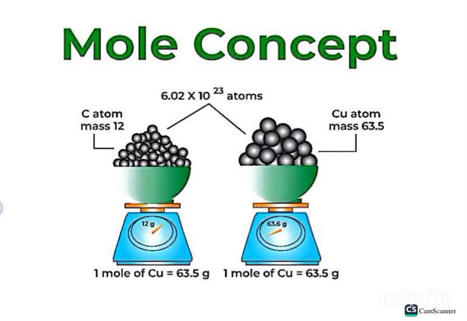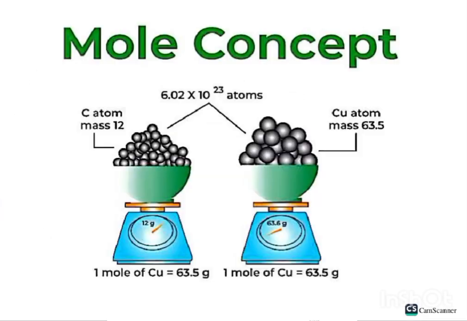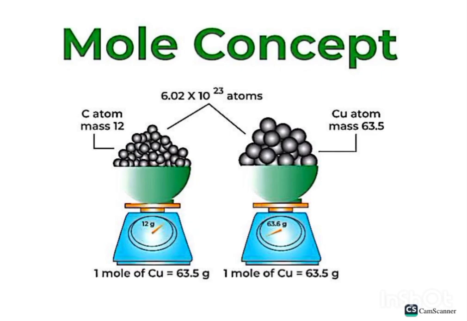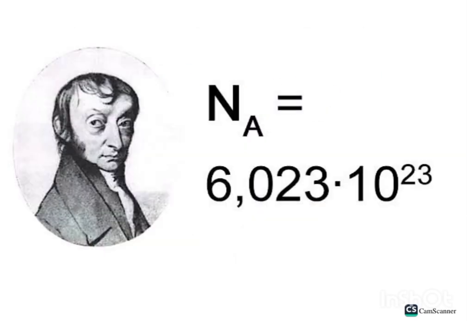Now if we compare this, 1 mole of both of these will be equal. 1 mole of carbon is 12 gram and 1 mole of copper is 63.5 gram, according to their atomic masses, and they both contain the same number of atoms, which is 6.022 into 10 raised to power 23. As you can see, you can also round off the value as 6.023 into 10 raised to power 23.